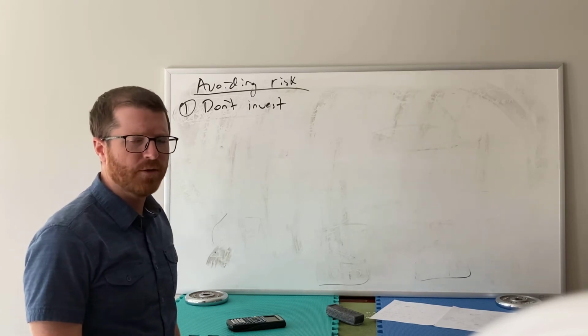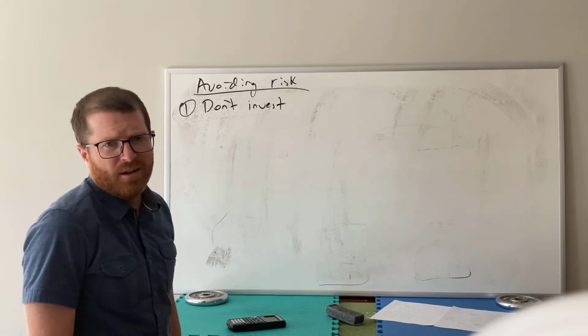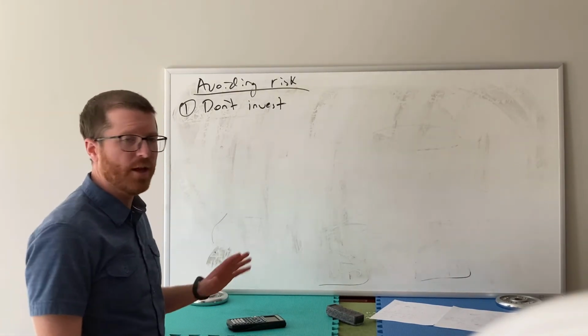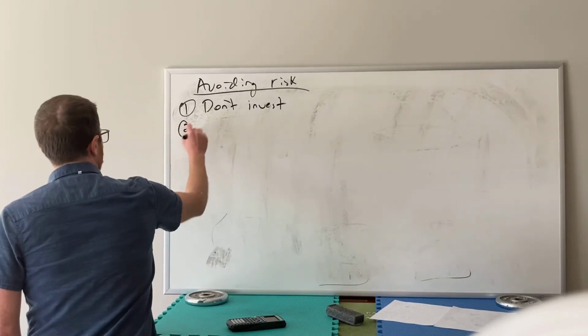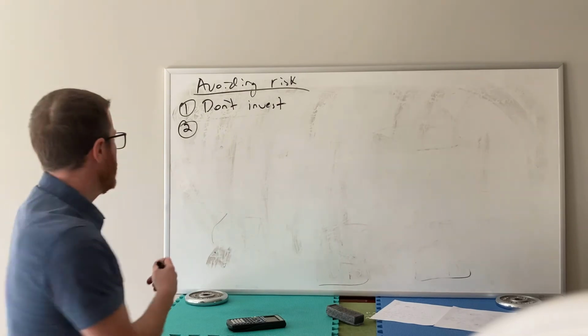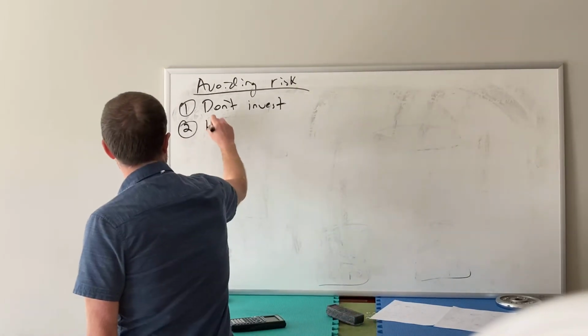If you don't put your money in the stock market at all, you just keep 100 grand at your house, you still have inflation risk. So it's really difficult to avoid risk altogether. So practically, we need to think about ways to avoid risk. One way to do this is to hedge.